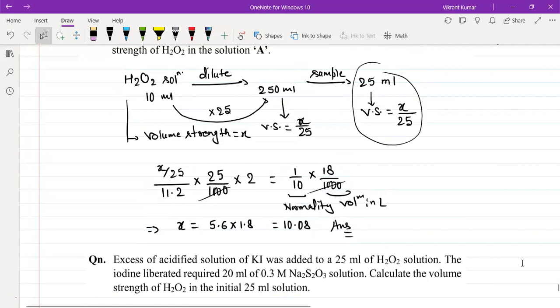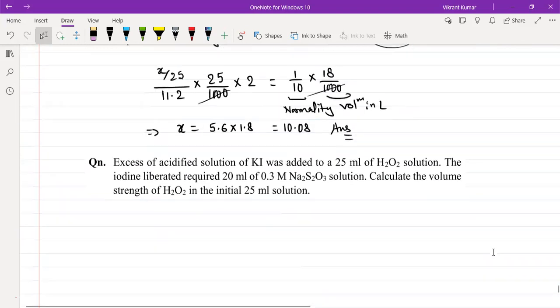Okay, in this question, if you see excess of acidified solution of KI was added to 25 ml of H2O2, the iodine liberated. That means somehow we have got the reaction between KI and H2O2, and that is liberating I2. And that I2 liberated is requiring this much of Na2S2O3. Now the question is, we need to know what is the role of Na2S2O3, what are the roles of KI and H2O2.